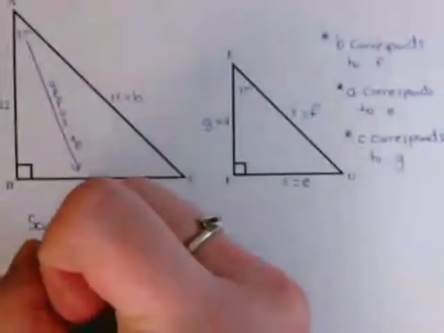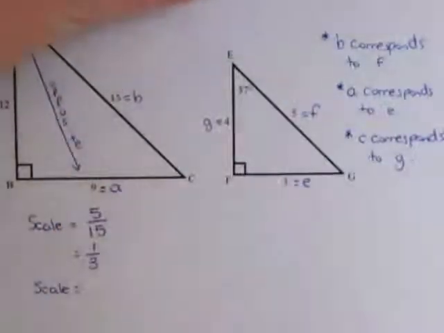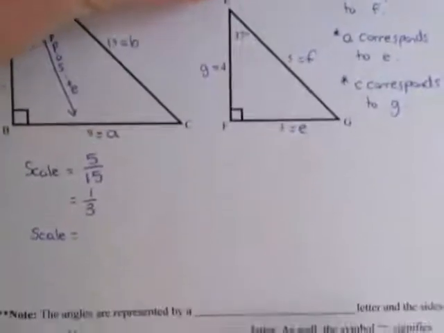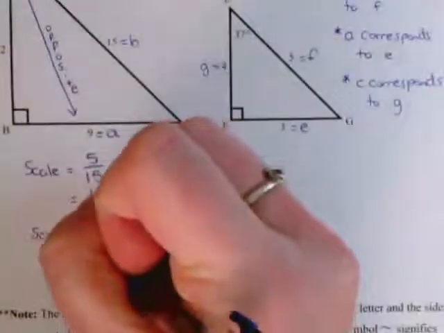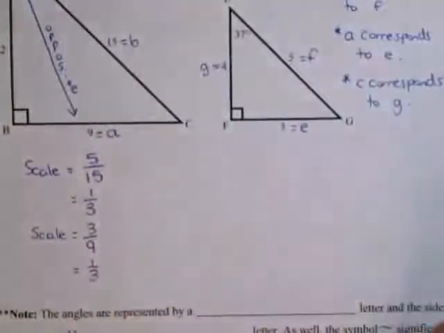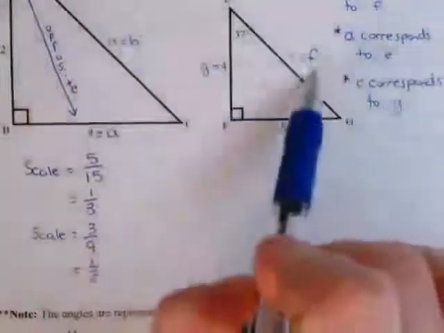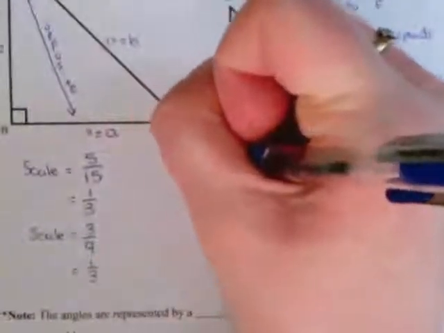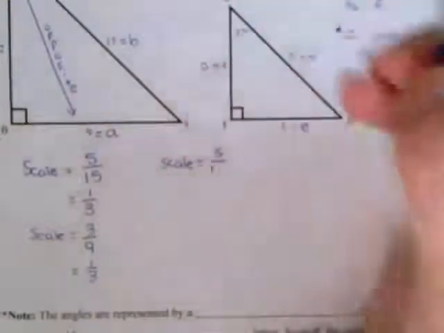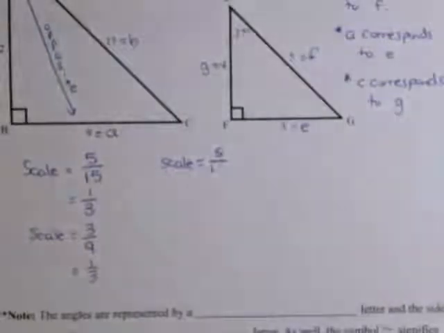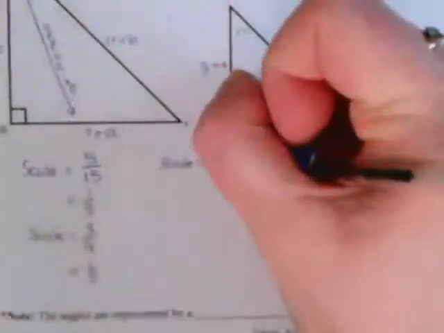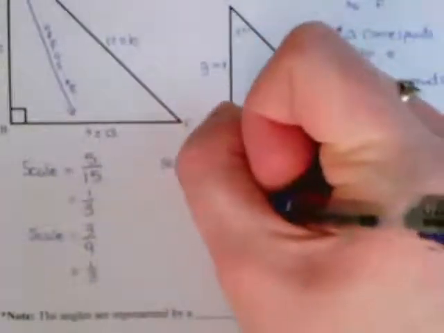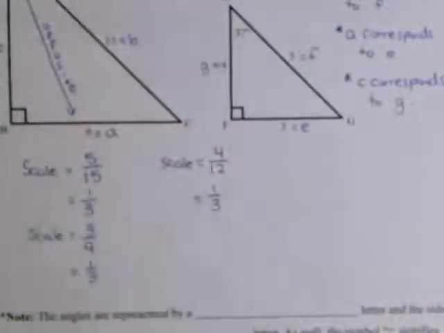So the scale factor, I'll just move this up here. The scale to go from A to E was 3 divided by 9, which equals 1/3. Perfect. And then to go from B to F, the scale was 5 divided by... I'm sorry, we've already done that one. So we have to do C to G. That's what we have to do. So 4 divided by 12, which again simplifies to 1/3. So that's perfect.